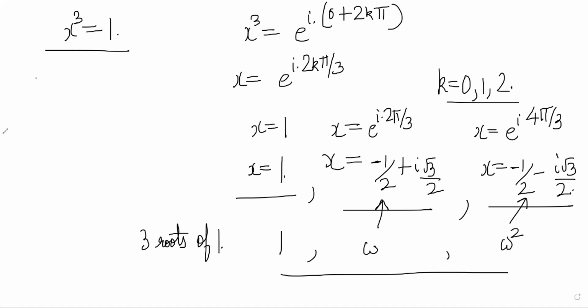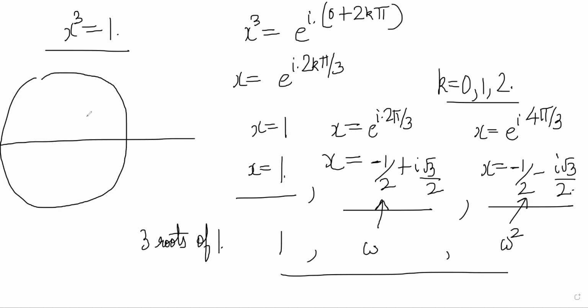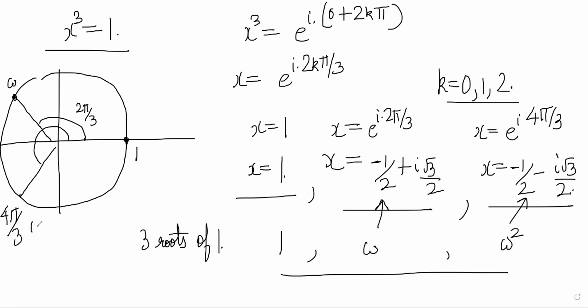Now, if you plot it on the Argand plane, you will realize that the three roots are like this. One root is 1 here. One root is at a 120-degree angle, 2 pi by 3. And one root is at a 240-degree angle, at 4 pi by 3. This angle is 4 pi by 3, so this is omega square. And you will realize that all the three roots lie at the vertices of an equilateral triangle. How do we know it's an equilateral triangle? Simple. What you can do is find the distance between this point and this point, right?